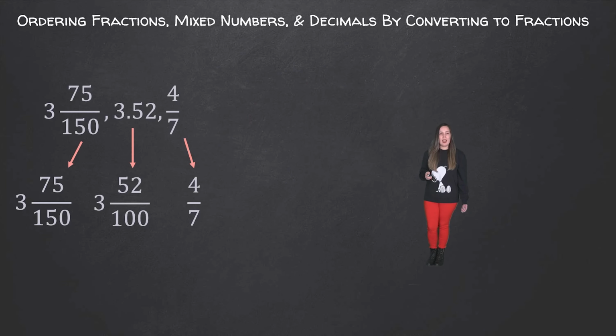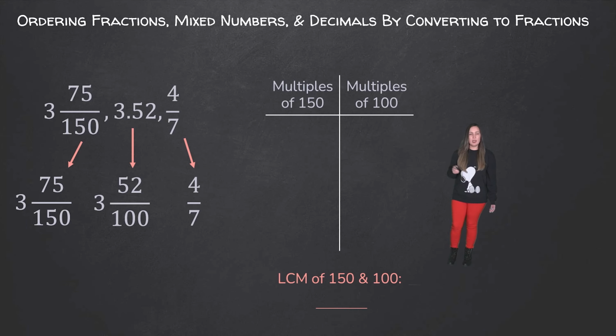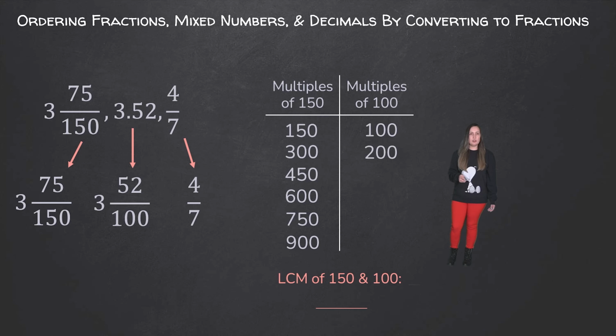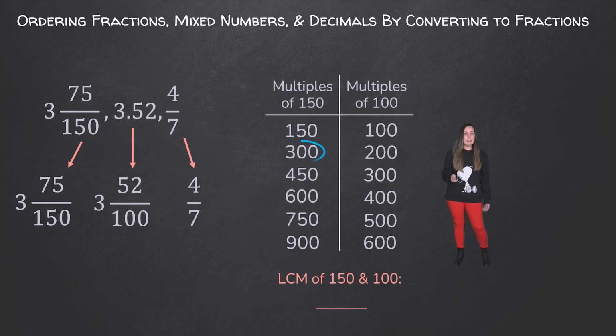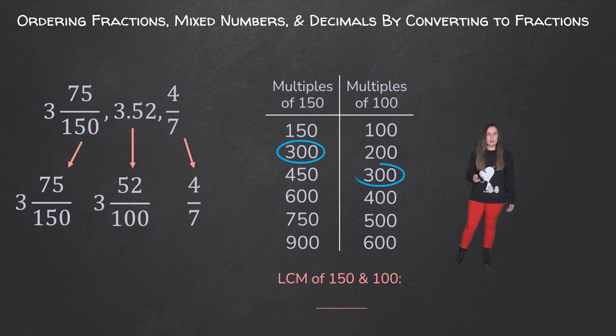So we're going to have to find our least common multiple between 150 and 100 for our first 2 mixed numbers. Our multiples of 150 are 150, 300, 450, 600, 750, 900, and so forth. Our multiples of 100 are 100, 200, 300, 400, 500, 600, and so forth. And so our least common multiple here is 300 because it's the smallest multiple they have in common.